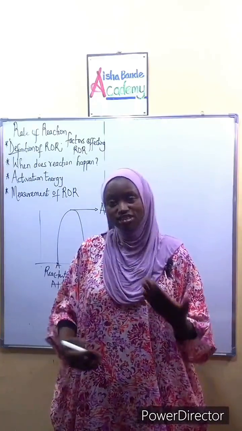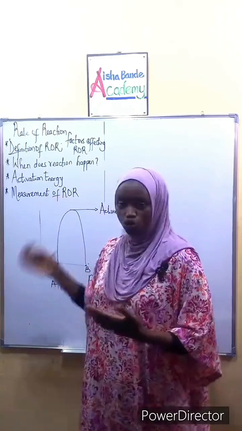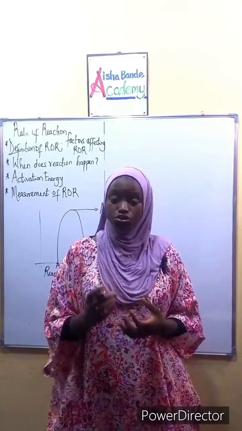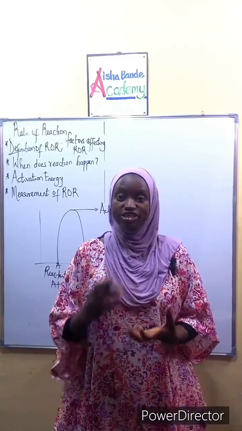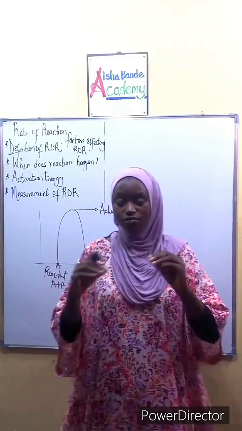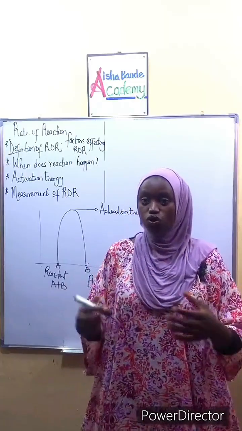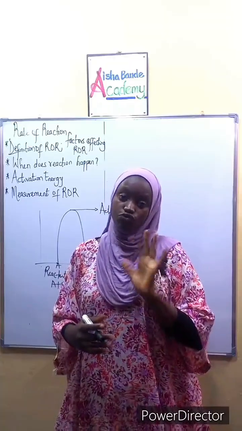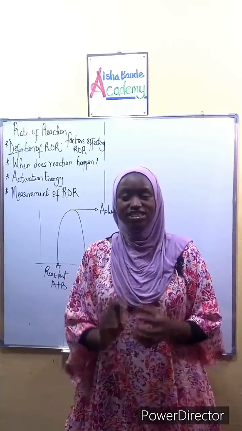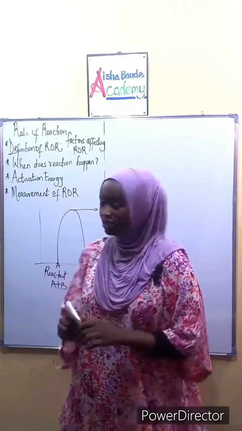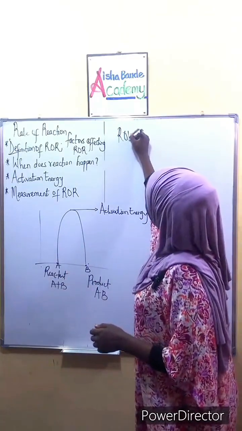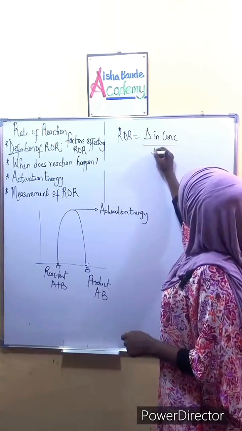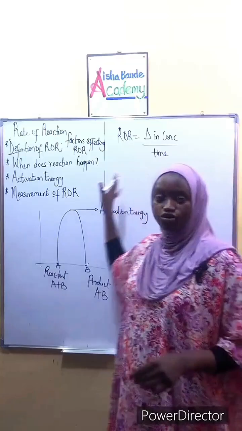This is where we start the calculation aspect of the topic. Rate of reaction can be measured by measuring the amount of reactants consumed or the amount of product formed over a given period of time. Okay, so that's how rate of reaction is measured. The formula for rate of reaction is given as the change in concentration all over time. So this is the formula for the rate of reaction.